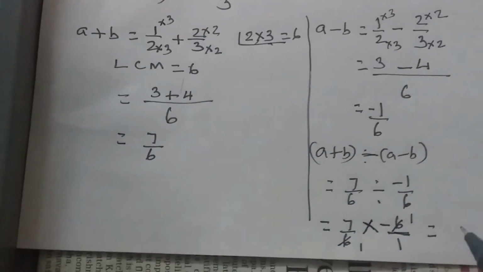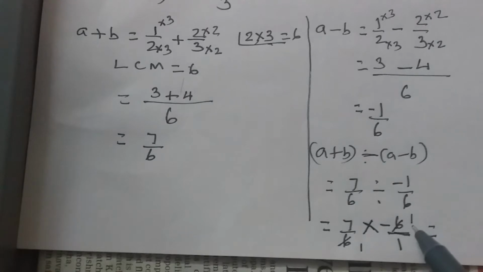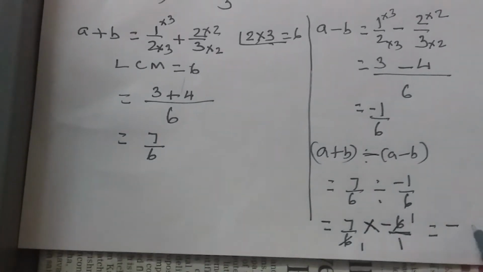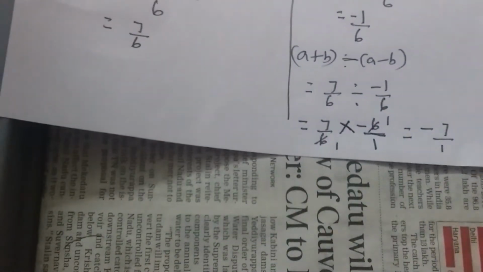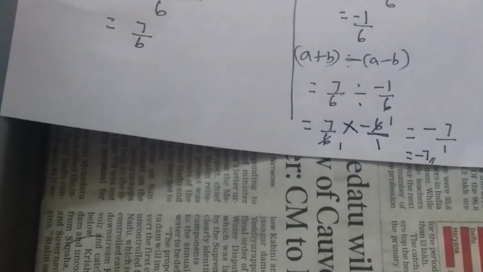Cancelling is over. Now what is the final step? Multiply both the numerators and multiply both the denominators. Before you multiply the numbers, multiply the signs. Plus into minus is minus. 7 ones are 7, 1 ones are 1. So what is 7 divided by 1? When you multiply a number by 1, we get the same, when you divide a number by 1, we get the same number. So a plus b divided by a minus b is minus 7.